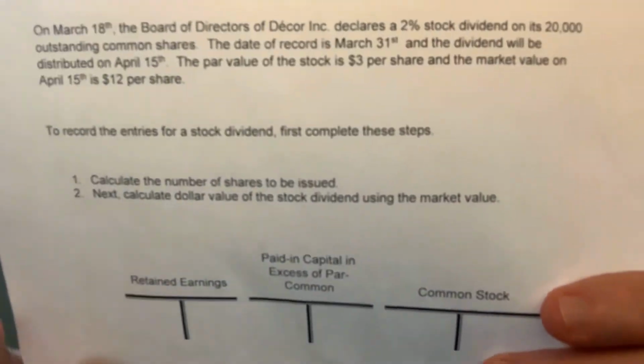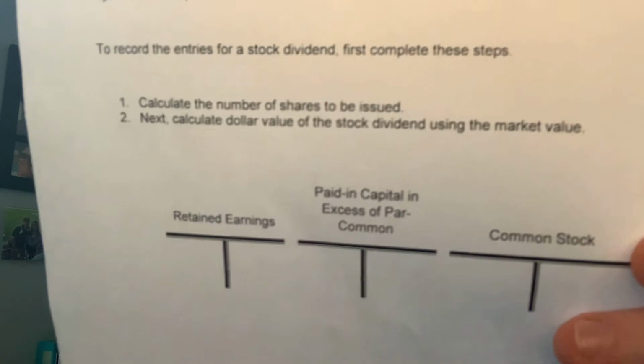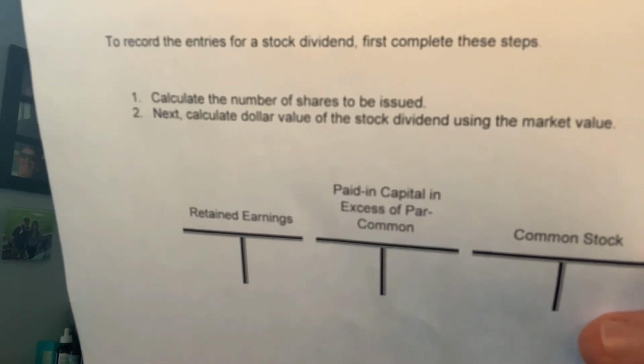All right, so you'll notice I've laid these steps out here in this problem. The first thing we're going to do is calculate the number of shares to be issued. To do this, all we have to do is take the 2%, or 0.02, which was a 2% stock dividend, and multiply it by the 20,000 outstanding shares, okay? That was given to us in the problem. And of course, we get 4,000.